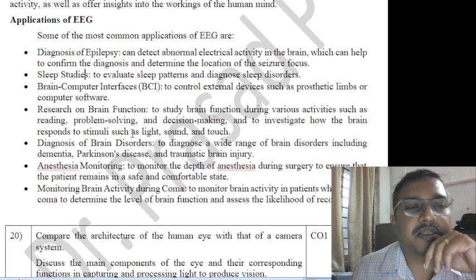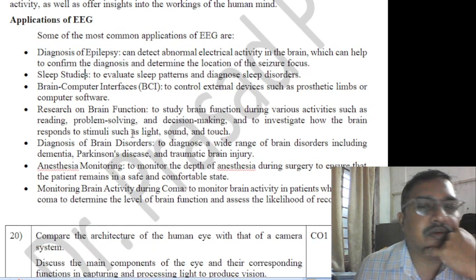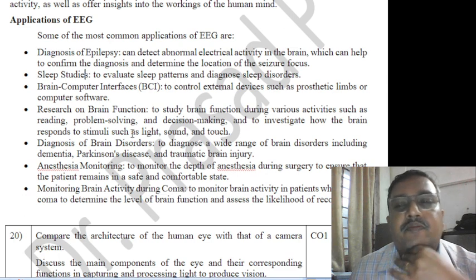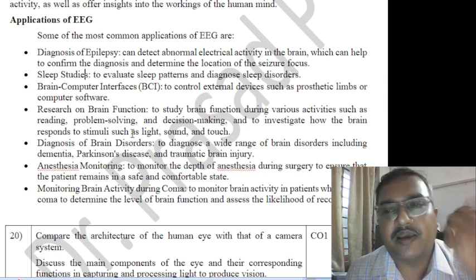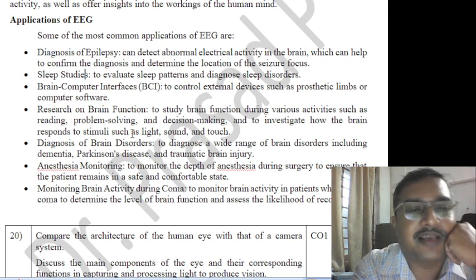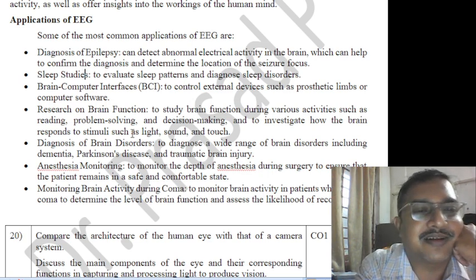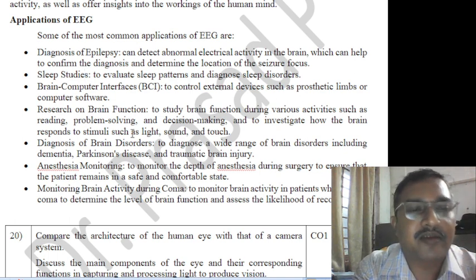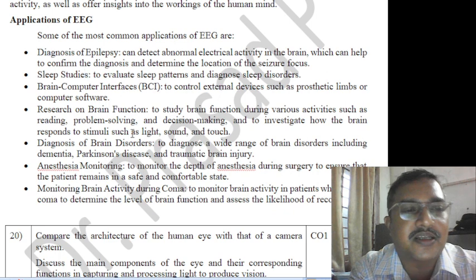Then sleep studies, how we do things in sleep, what the brain is doing when we are sleeping. When you wake up, we are also not able to analyze what the brain is doing. Then how can we analyze what our brain is doing when we are sleepy? So we need an EEG to study that.